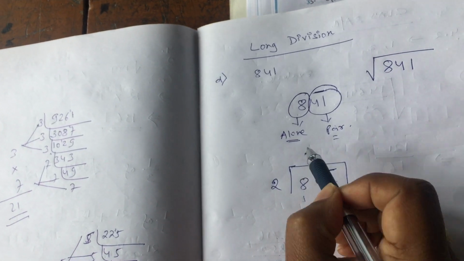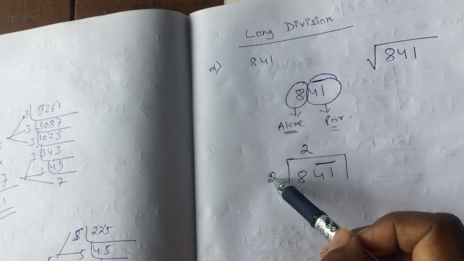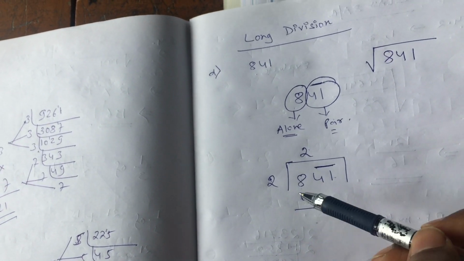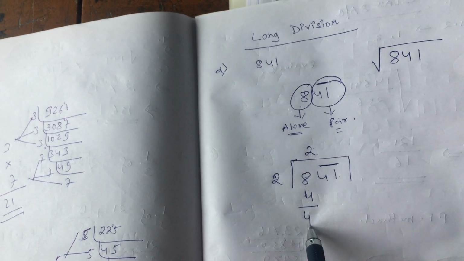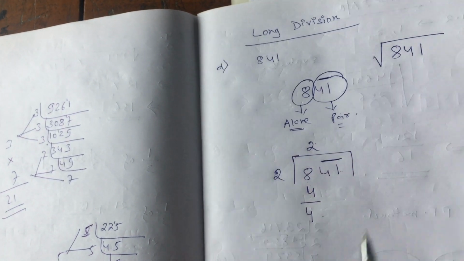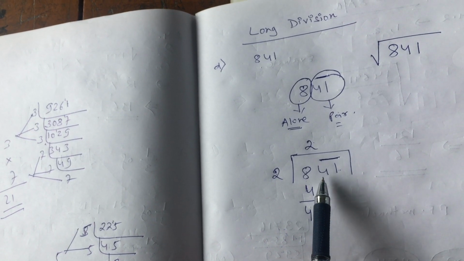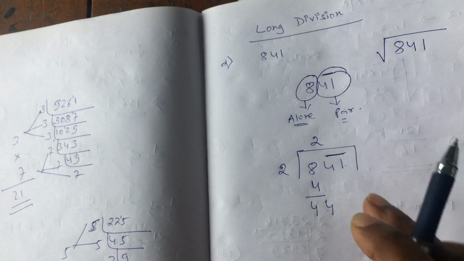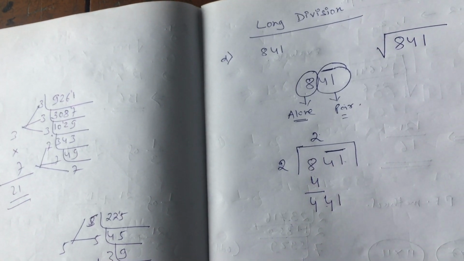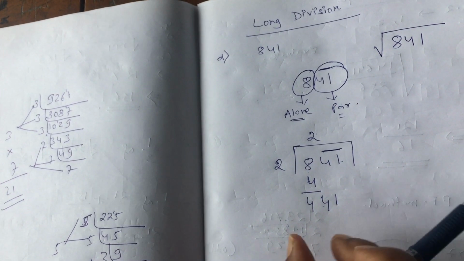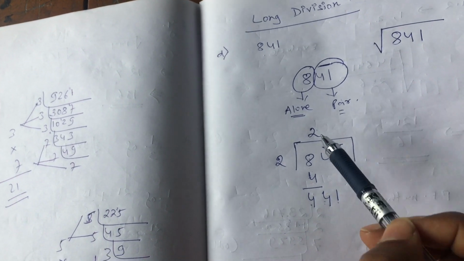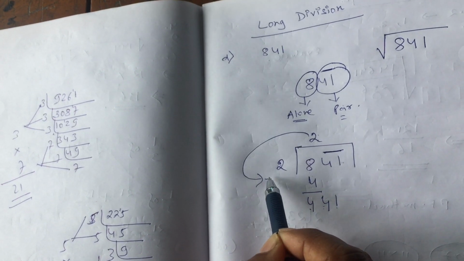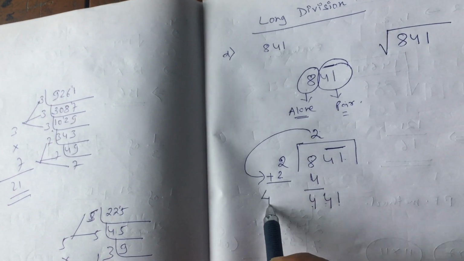If I write here 2 and here also 2, these 2 2s become 4. Now I have to subtract. 8 minus 4 is 4, and I need to bring down another number. But the interesting thing here, the 4 alone doesn't come down, since 41 has got a pair. So when 4 comes down, it brings along 1 also. Now the next number is 441, and the 2 will be transferred here and added, so this 2 plus 2 becomes 4.